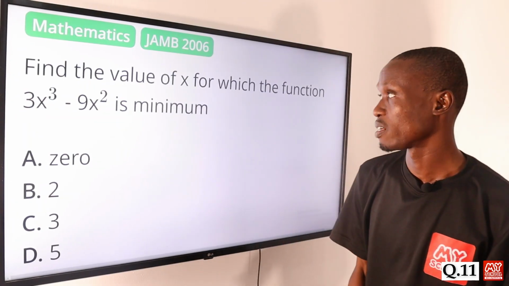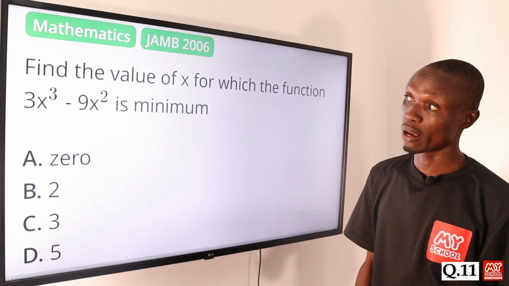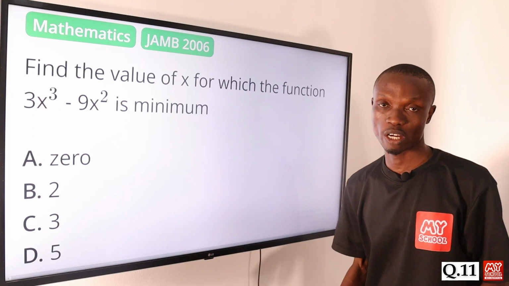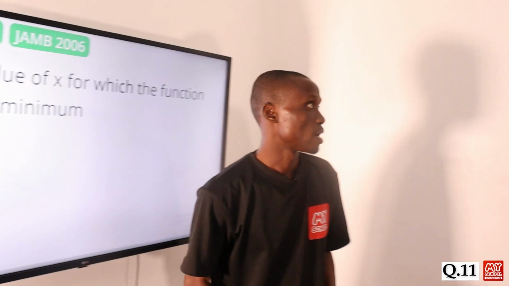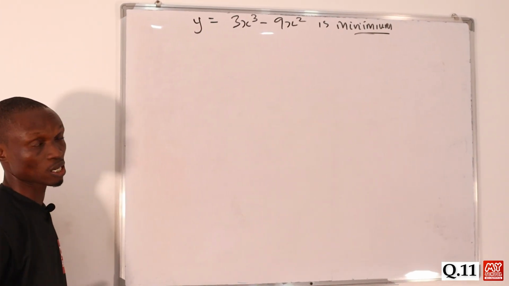Question 11. Find the value of x for which the function 3x cubed minus 9x squared is minimum. So let's move over to the board to provide answer to this question. So first thing first is for us to get the critical point, right?